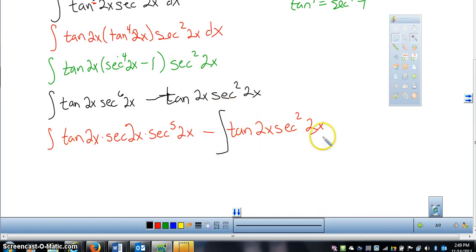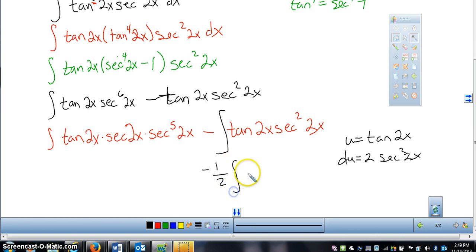So if I can do this one right now, if I let u equal the tangent of 2x, the derivative of that would be 2 secant squared of 2x. So that gets rid of that, so I have minus 1/2 the integral of u du there.